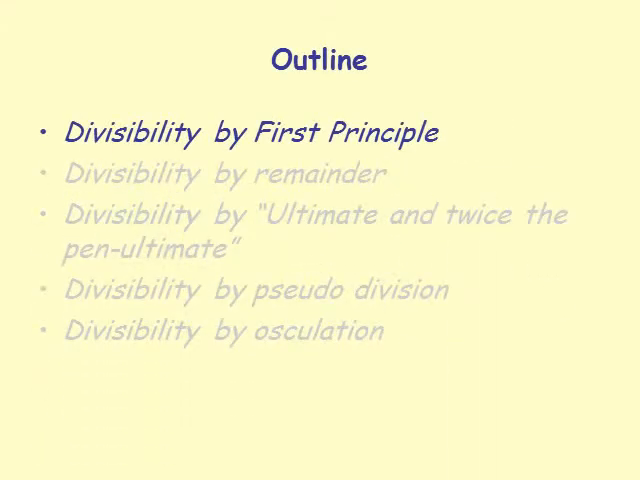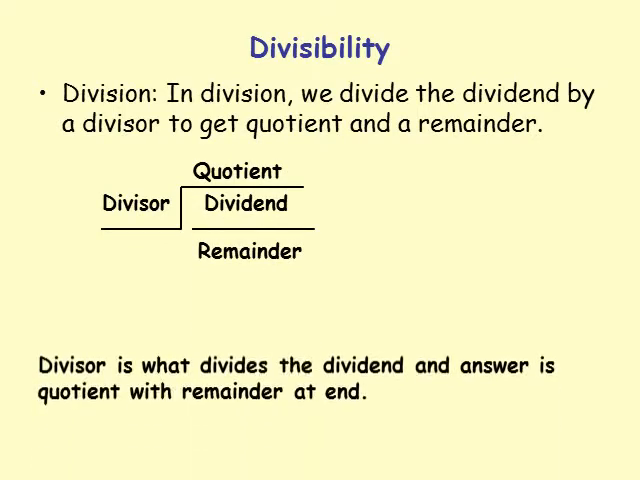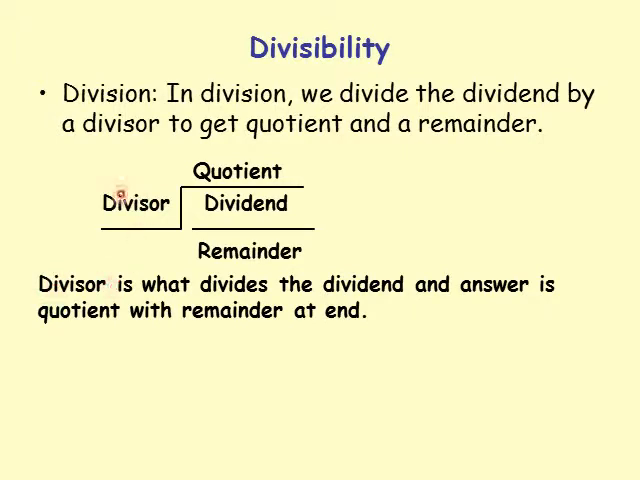We will discuss the topic in various sections, and the first section is divisibility by first principles. In division, we divide the dividend by a divisor to get a quotient and a remainder. Let's see what the problem looks like. The divisor is what divides the dividend, and the answer is the quotient with the remainder at the end.